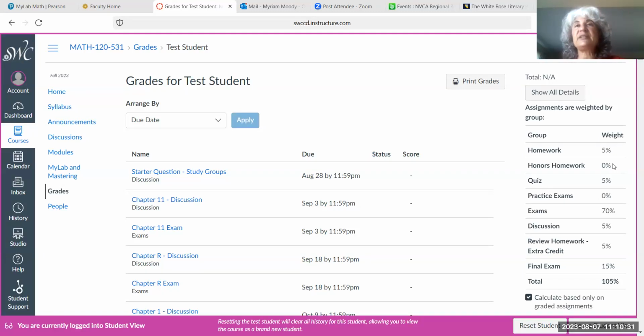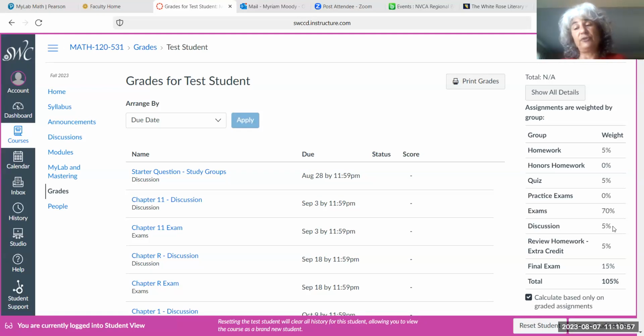So if you start seeing me input zeros for past due assignments and you think, hey, the honors homework or those practice exams are taking my grade down, my question to you would be, how could they, considering the honors homework and the practice exams both count as 0%? So they're not. The only way your grade would be taken down is because you didn't do homework or you didn't do the quizzes. So that's how your overall grade gets taken down.